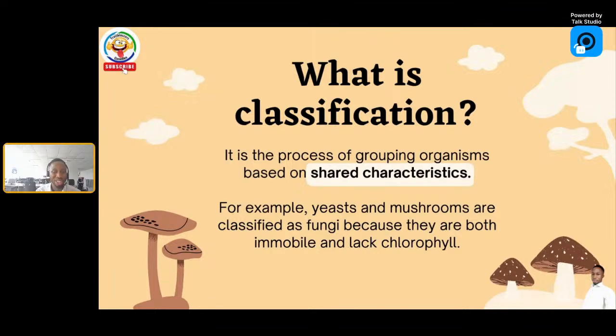For example, yeast and mushrooms are classified as fungi. Why? Because they are both immobile and they lack chlorophyll. Immobile means they cannot move from one place to another. They can't bend. They are static. And at the same time, they lack chlorophyll. Chlorophyll is that green pigment that you see in green plants. So mushroom and yeast don't have chlorophyll, so we classify them because of their shared characteristics. I hope we understand.